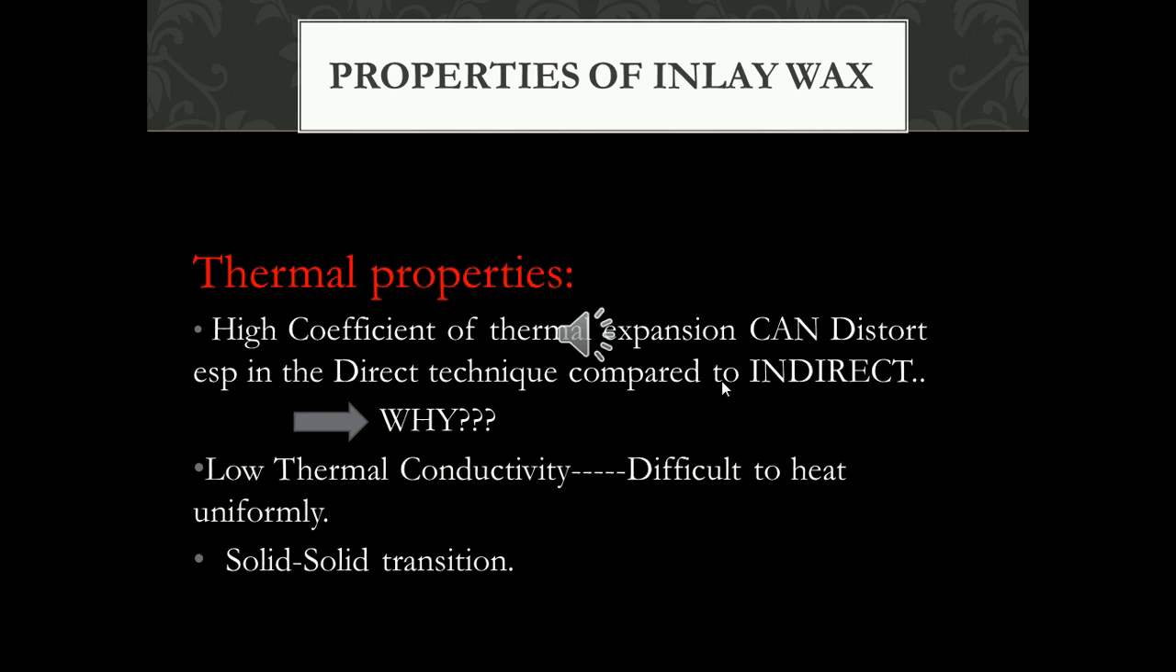Now, why is that? That is because when we are placing our wax pattern within the mouth in the direct technique and we are taking it out, there are sudden temperature changes from 37 degrees Celsius to the room temperature. Because of its high coefficient of thermal expansion, this can lead to a change in the dimension. That is why the indirect technique is preferred, where there is a stable temperature and no sudden temperature change. It has low thermal conductivity, is difficult to heat, and it also goes through a solid-solid transition temperature.